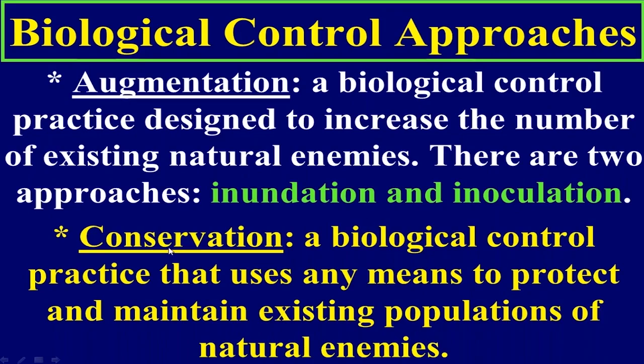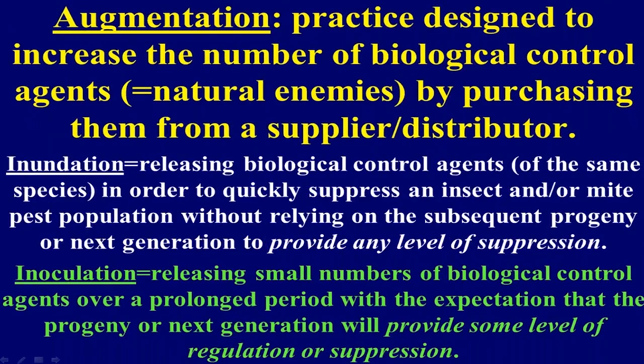The other one is called conservation biocontrol, and this is not used in greenhouse production systems. It's mostly used outdoors in nurseries and vegetable crop systems, where you put in plants that protect and maintain existing populations of natural enemies. So let's go ahead and delve more into the augmentative approach of biological control. Augmentation is the practice of purchasing natural enemies from a supplier or distributor, and then you release them out into the greenhouse system.